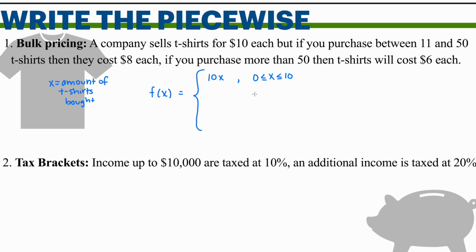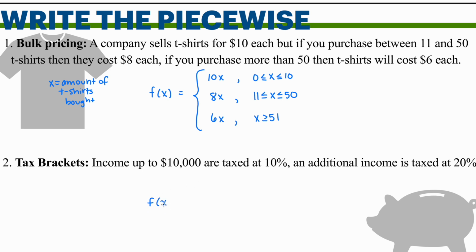Now, if you are buying between 11 and 50 shirts, then it's only going to cost $8 per shirt. And if you purchase more than 50, meaning 51 shirts or more, because you can't have 50 and a half shirts, so that's why we can just keep it as the next whole number, then it's only going to cost $6 per shirt. And that is a piecewise function.